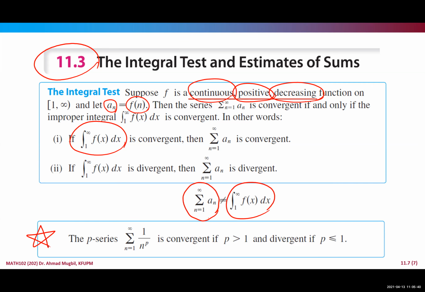One of the most important results or consequences of the integral test is the p-series, which is this one. It is convergent if p is greater than 1, divergent otherwise.